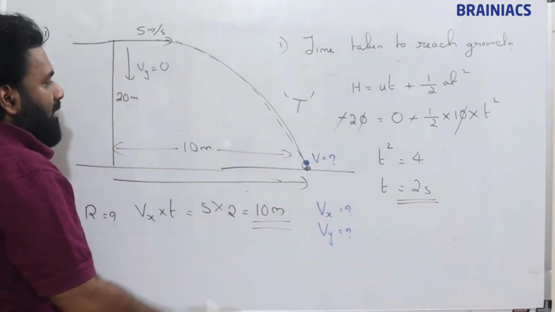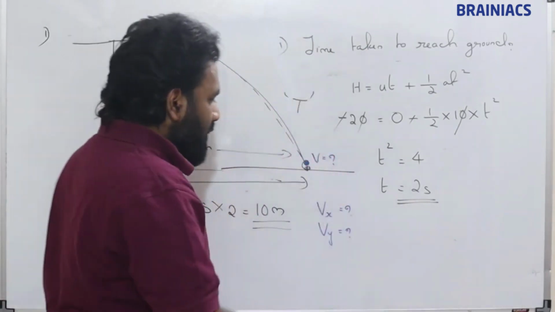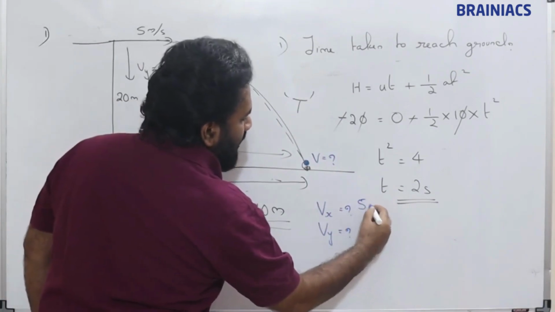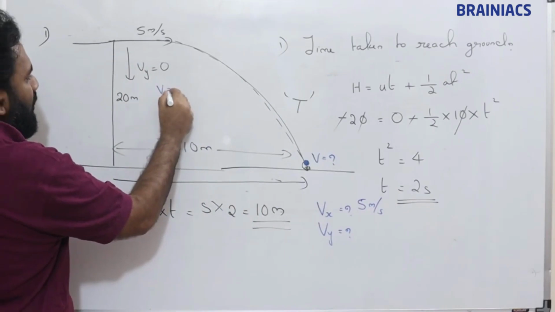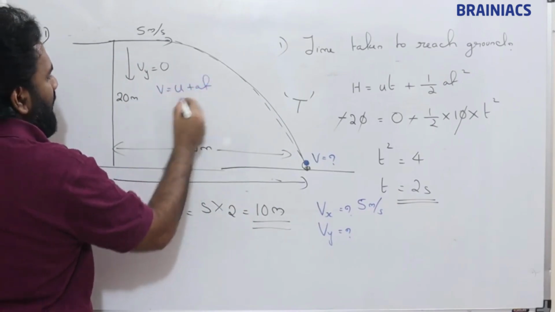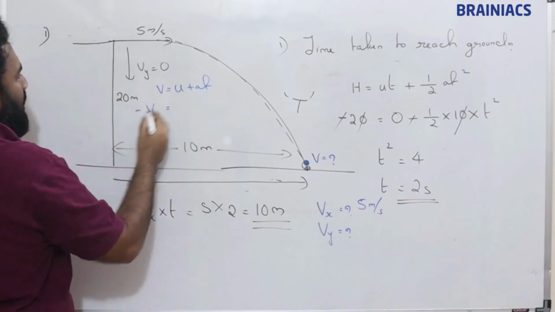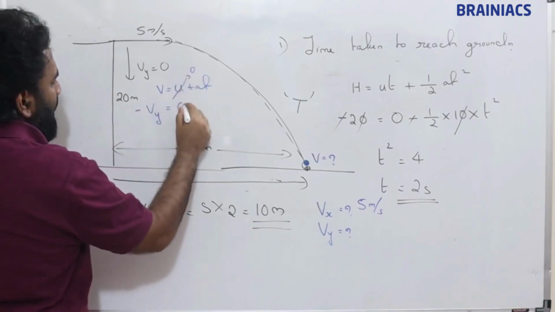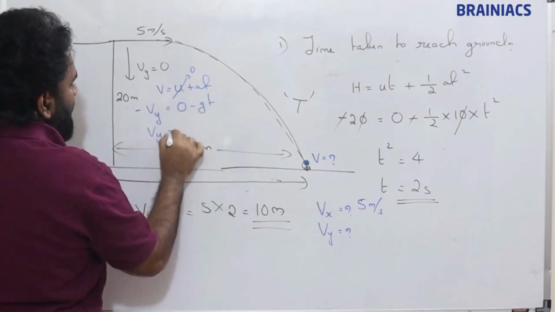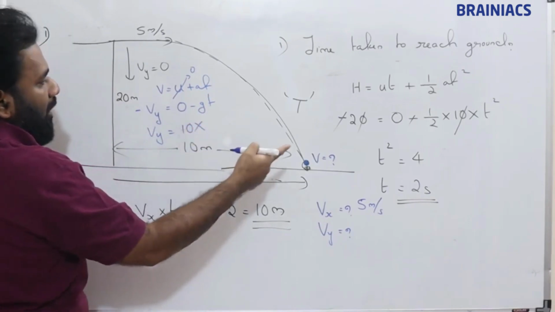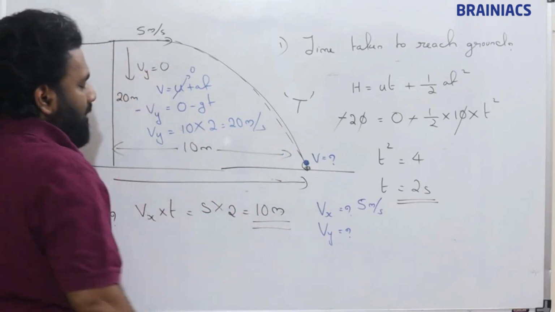What will be Vx? There is no force, no acceleration in the horizontal direction. So Vx is going to be 5 meter per second itself. What about Vy? We will apply the formula V is equal to U plus AT. Vy is equal to U, which is 0, minus GT. So Vy is equal to GT, 10 into the time, which is 2. So this is going to be 20 meter per second.